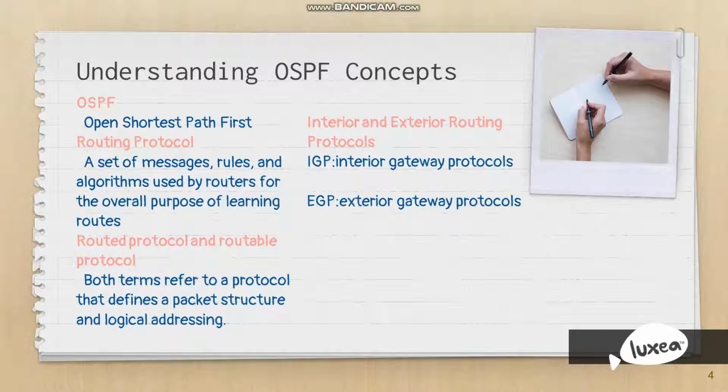Some basic information we should know is routing protocol, routed protocol, and routable protocol. So, routing protocol is a set of messages, rules, and algorithms used by routers for the overall purpose of learning routes. Routed protocol and routable protocol both terms refer to a protocol that defines a packet structure and logical addressing. It means the protocol can be used to send user data from one network to another network. Routed protocol carries user traffic such as emails and web traffic. I would say IP is the most common routed protocol.